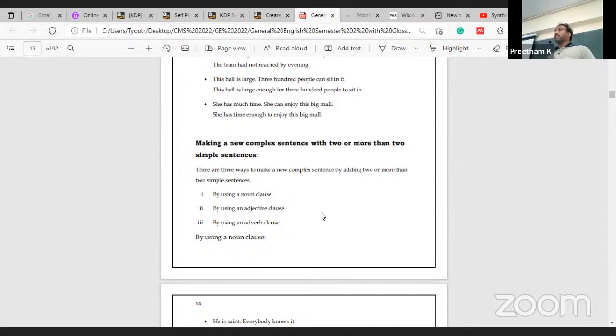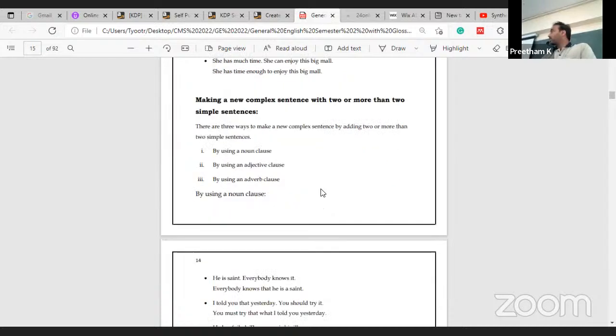How are you going to synthesize multiple simple sentences into one complex sentence? There are three ways to make a new complex sentence by adding more than two simple sentences. First is by using a noun clause. Second, by using an adjective clause and an adverbial clause.